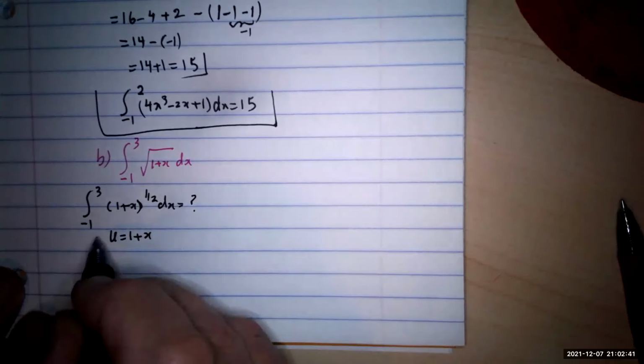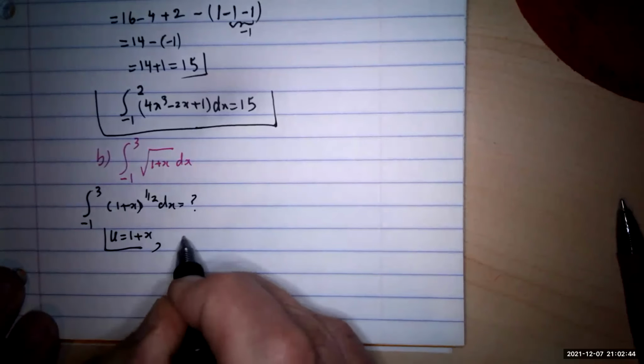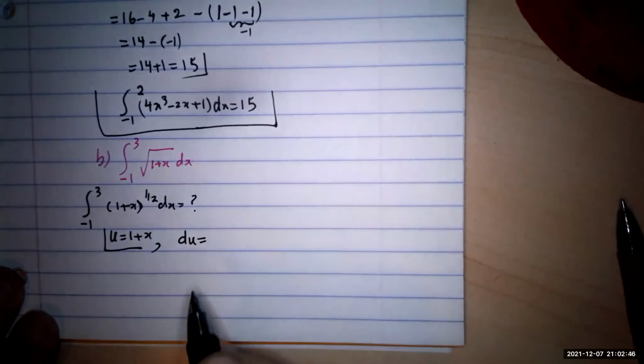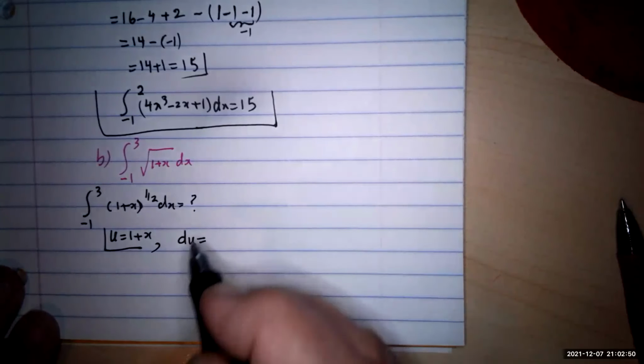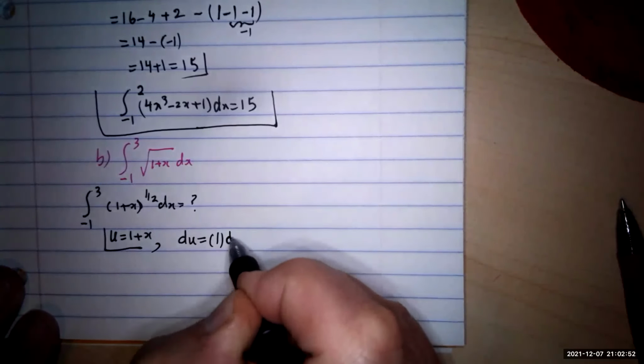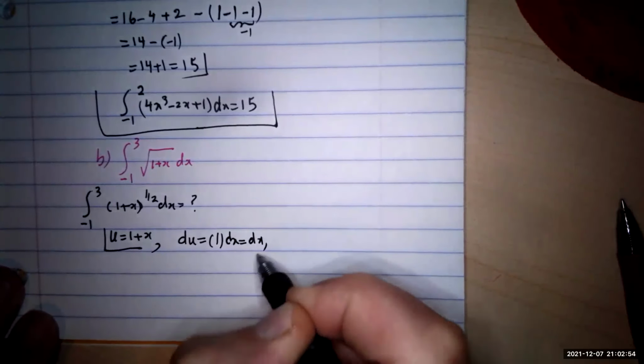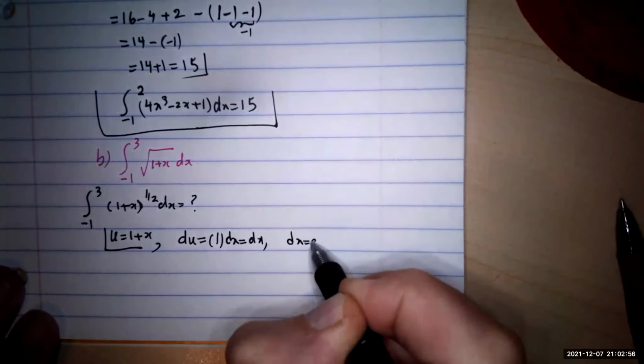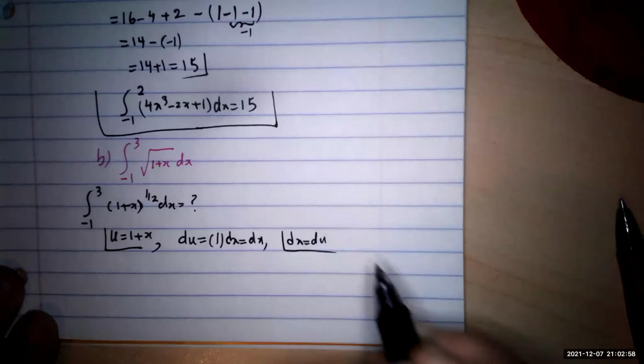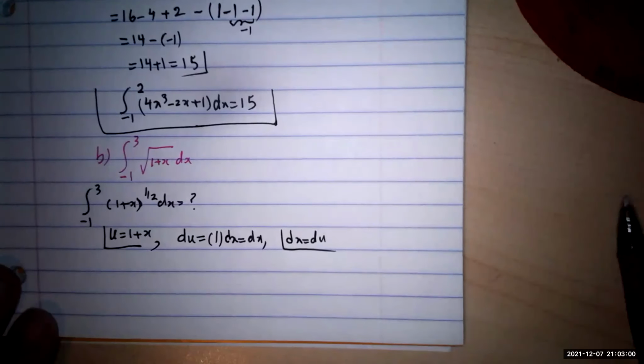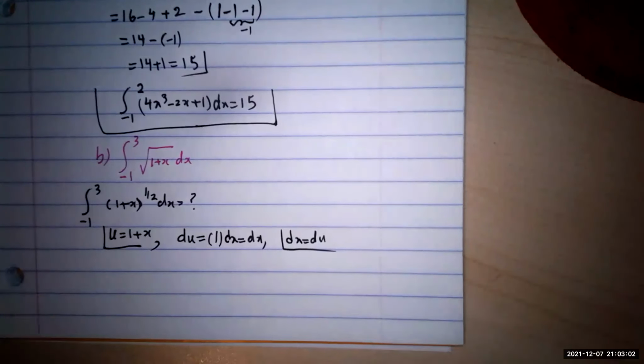Okay, let's see. Differential of u. The derivative would be just 1. So it's 1 times dx, if you like, 1 times dx, which is dx. So dx is du. Now, you have something extra to do. That's where you've got to be careful.